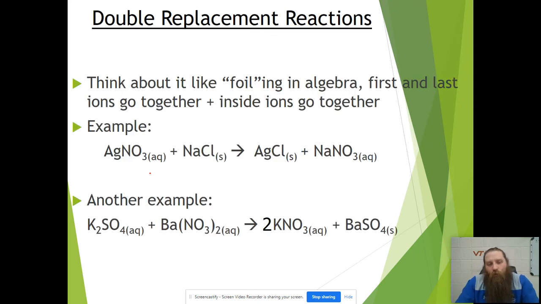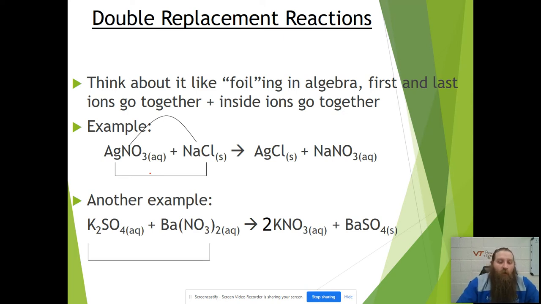Now, when you try to predict these, we can kind of think about it like you did foiling in algebra. So you do first, outside, inside, last, right, in algebra. So we're going to do the first and the last, all right? And the inside elements are going to go together. We just need to remember that our metal needs to go first, right? So silver and chlorine come together. They make silver chloride, right? Silver is always +1, chlorine's -1. So when we cross the charges, they're both 1s. Sodium and nitrate. Sodium is always +1, nitrate's always -1, so they balance out.